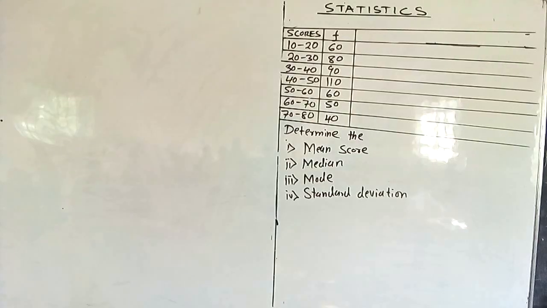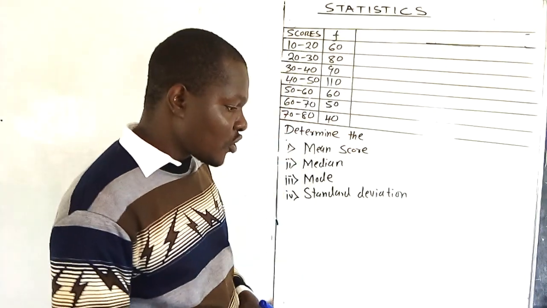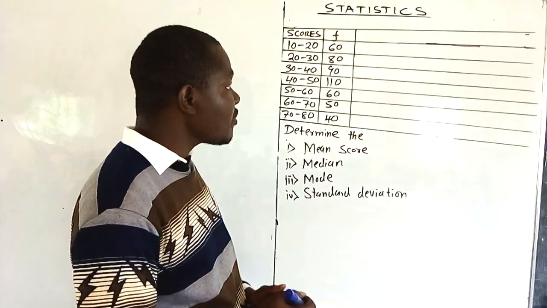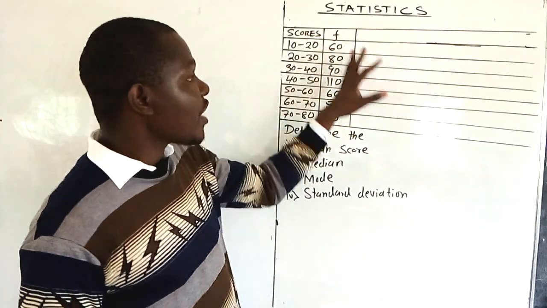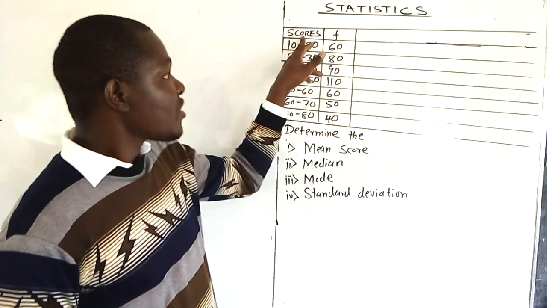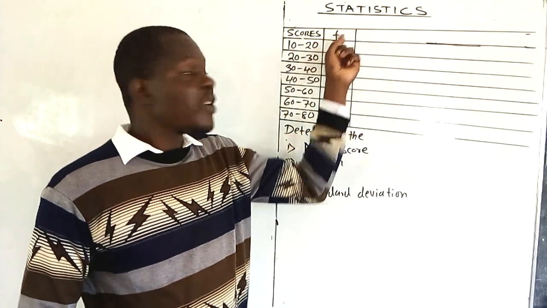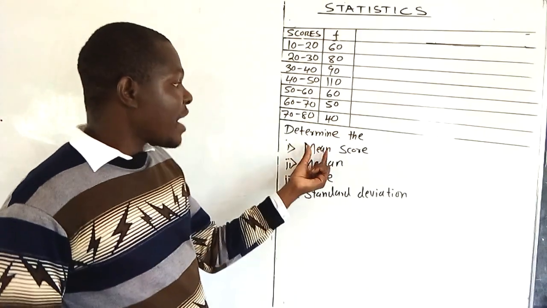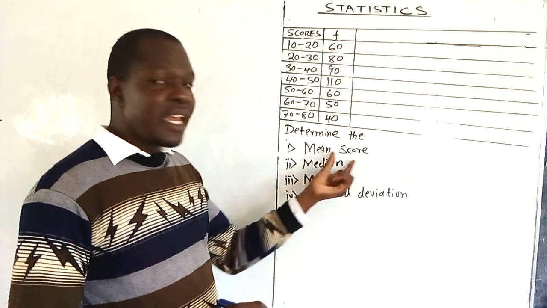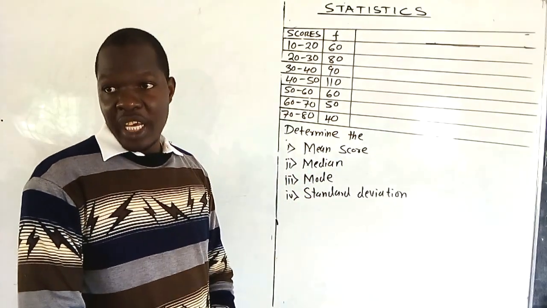Yes, look at this next case. In this next case, you've been told table 1 shows the score distribution of the candidates interviewed to join a mechanical engineering class. So you've been given the scores and the number of candidates. The number of candidates gives you the frequency F, isn't it? You'll be told to determine the mean score, the median, the mode, and the standard deviation.